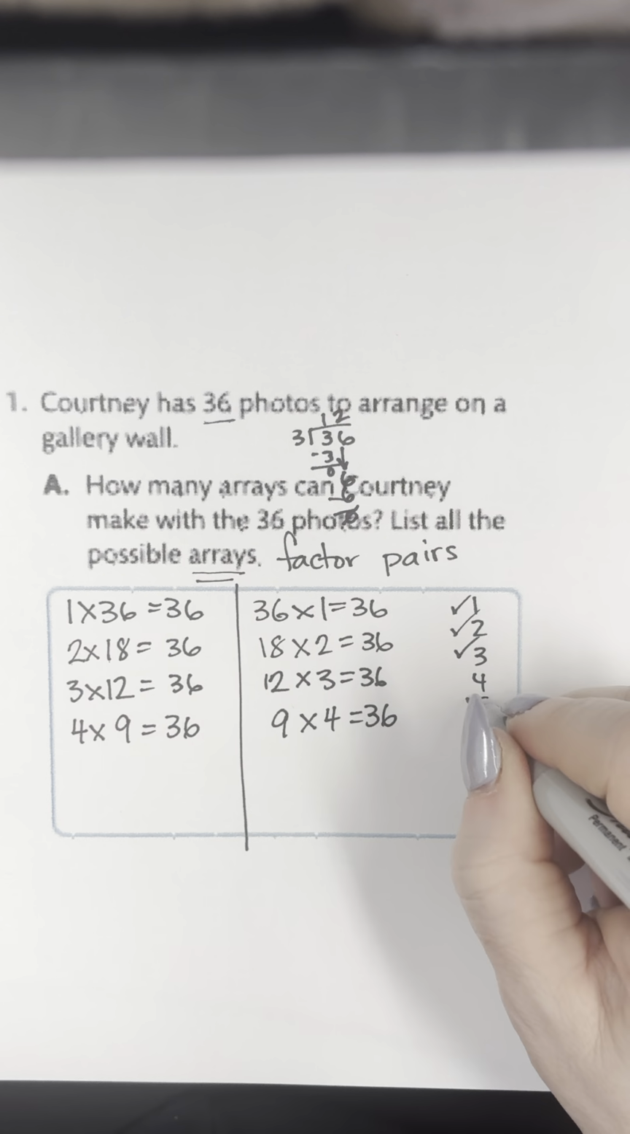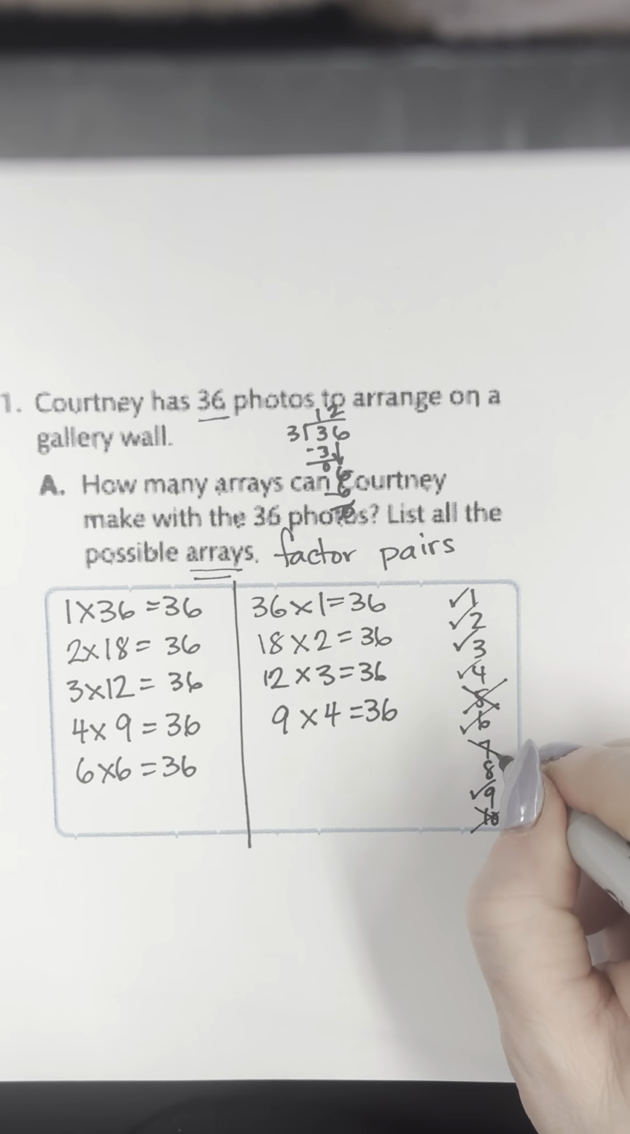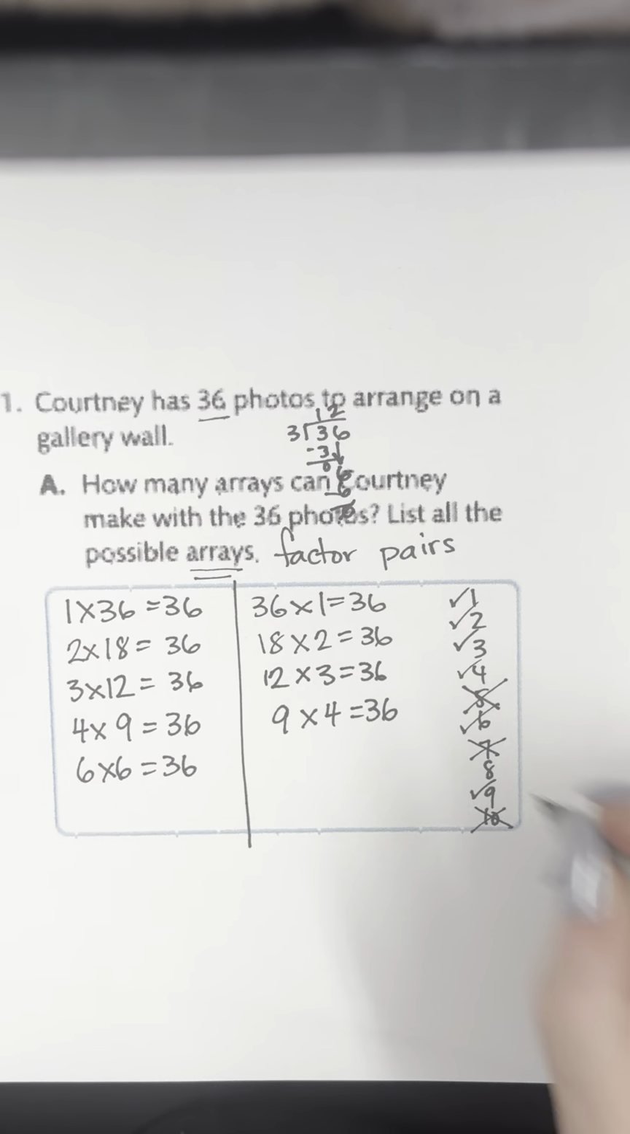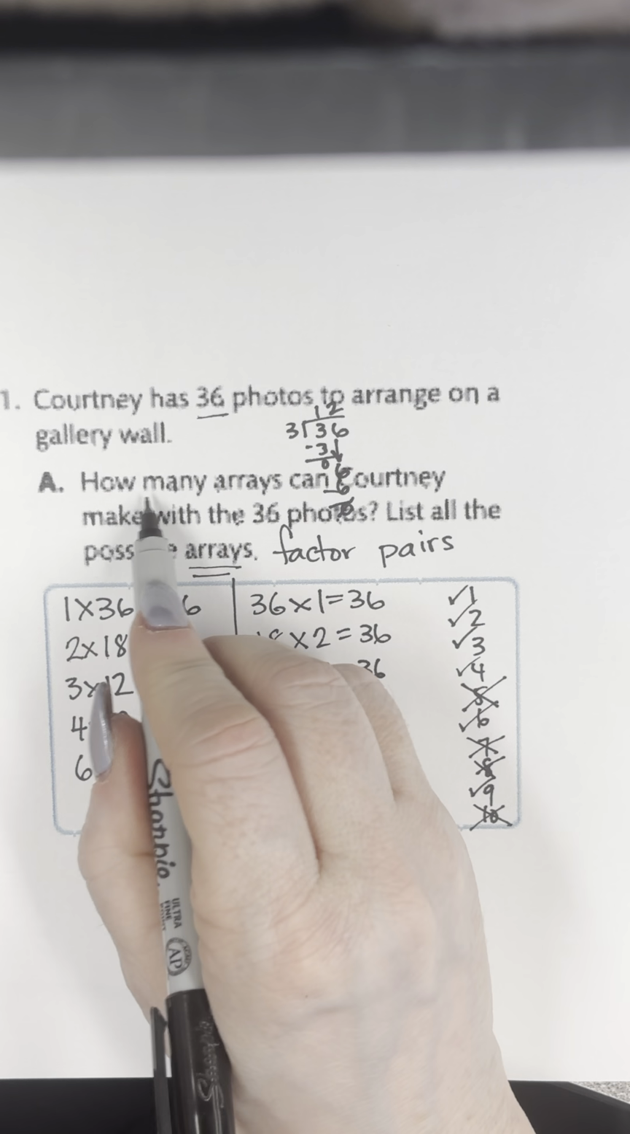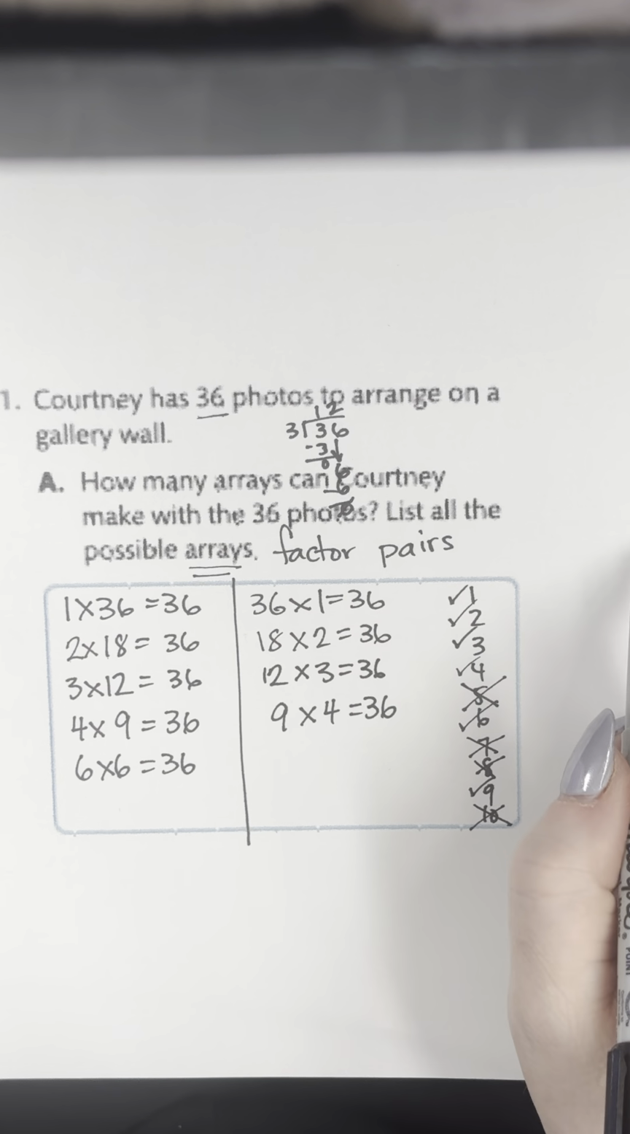Well, I know 6 times 6 is 36. And I can only use that once because that's a perfect square. So that's only one option for the 6. Now, 7, I can skip count by 7. 7, 14, 21, 28, 35. That doesn't work. 8, 16, 24, 32, 40. That does not work. So how many arrays can Courtney make with the 36 photos?